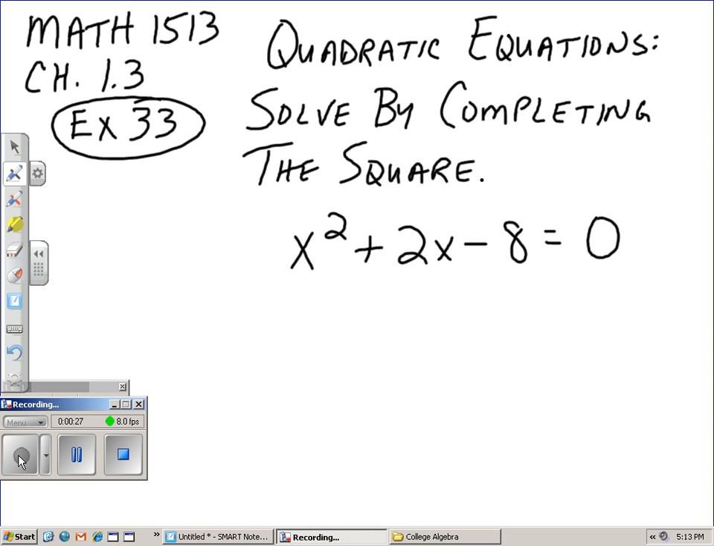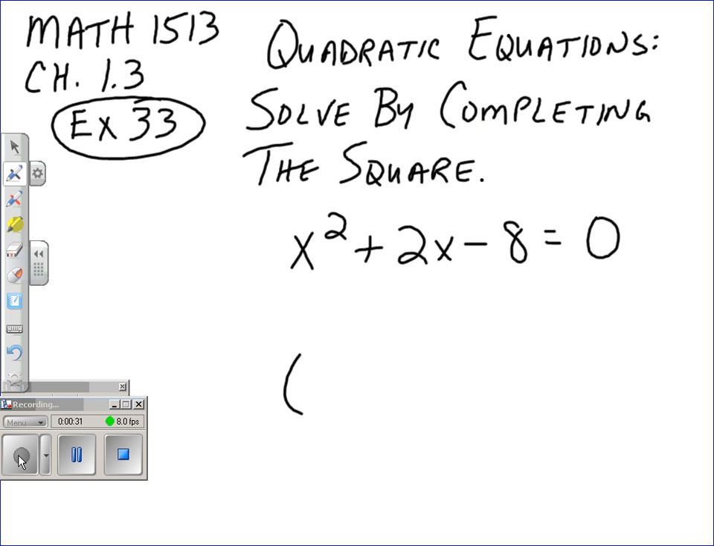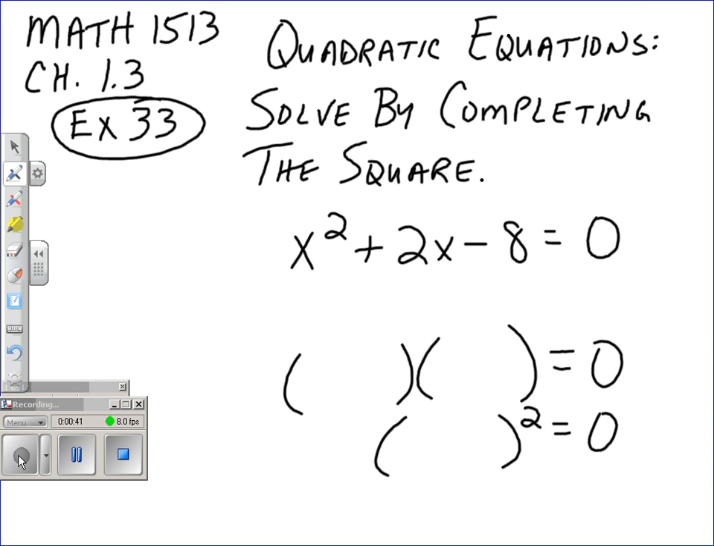Now a little preview of what's getting ready to happen is we're going to mess with this equation here and turn it into something times itself equals 0, which we're going to write as something squared equals 0. That's why they call it completing the square, because we're turning it into something squared. And from this point, you guys know what to do. You're going to take the square root of both sides, etc., and finish solving that. So that's a preview of what's coming.